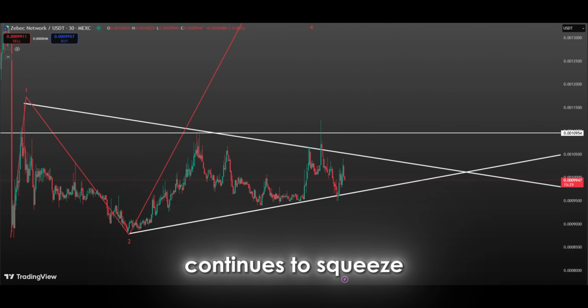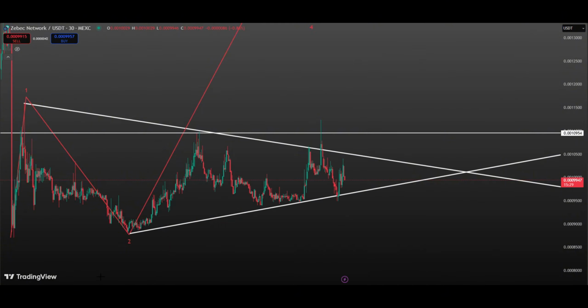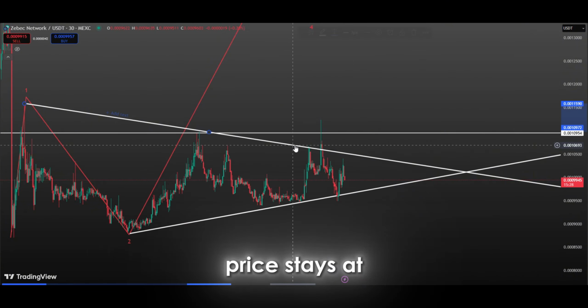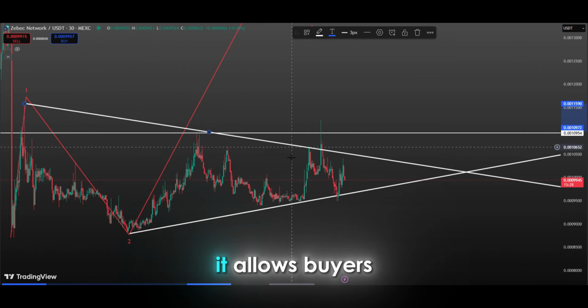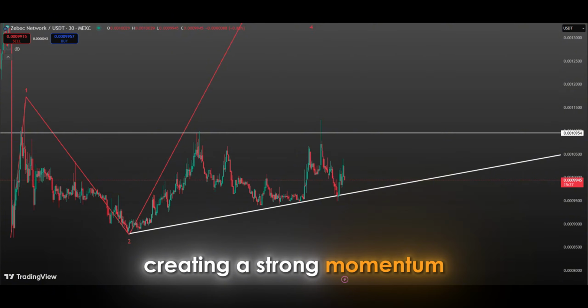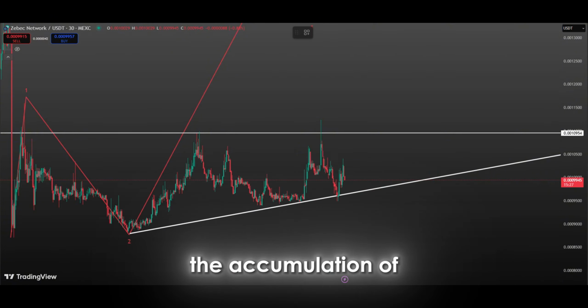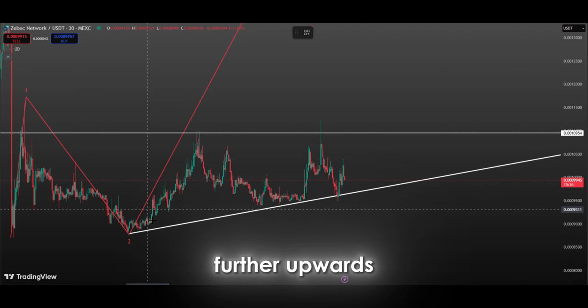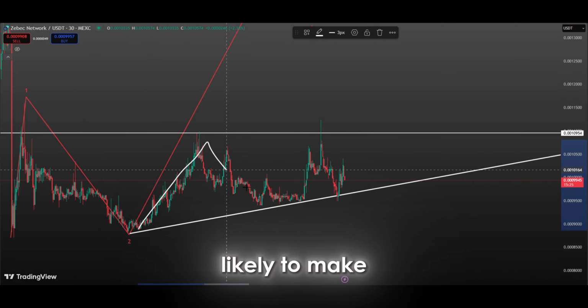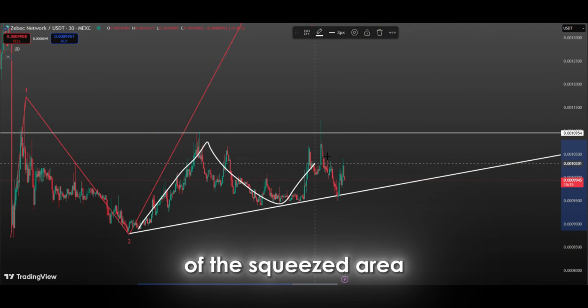As the price continues to squeeze lower support levels over time, we should be aware of how valuable this squeeze actually is. Because when the price stays at a certain level, it allows buyers to accumulate more and more each day, creating a strong momentum. Just like a spring, the accumulation of price to move further upwards can eventually trigger an upside breakout. In this case, the price is likely to make a strong breakout at the end of the squeezed area.